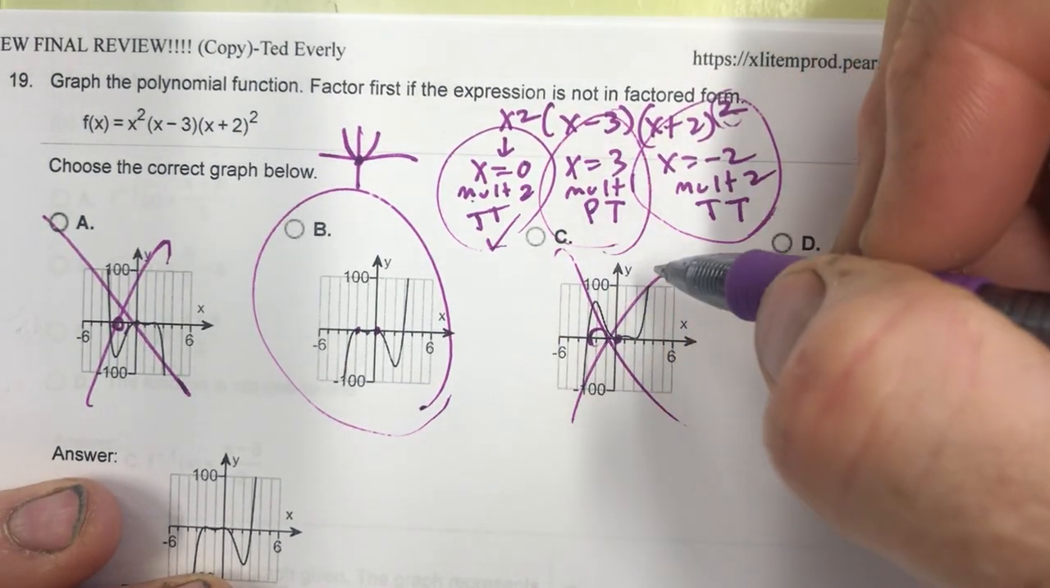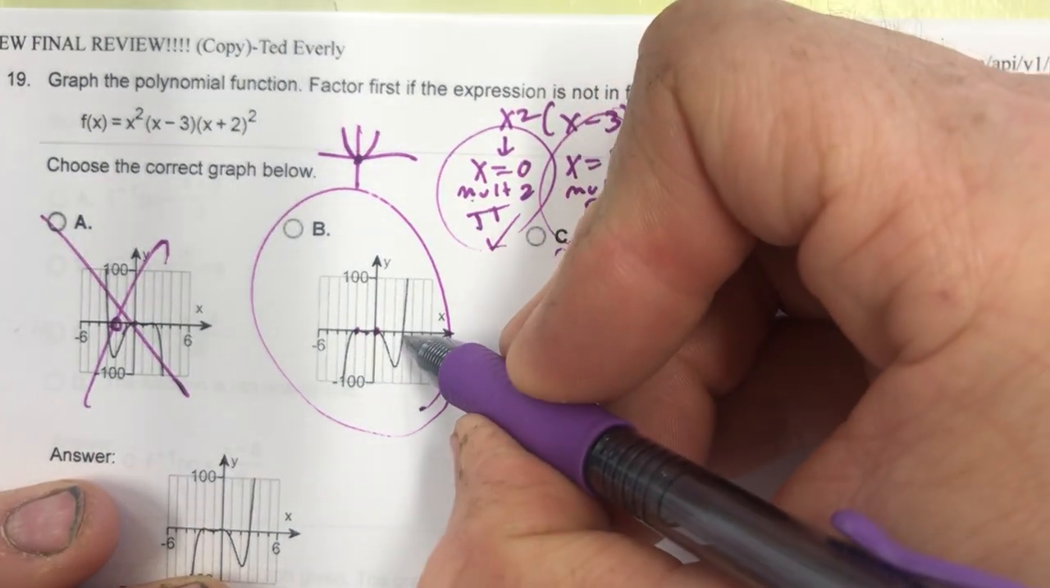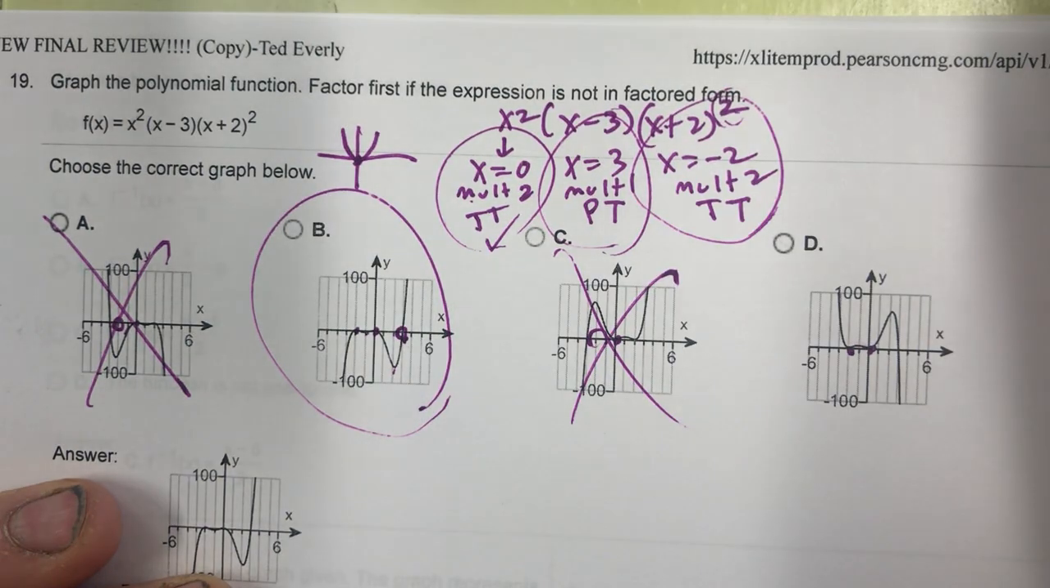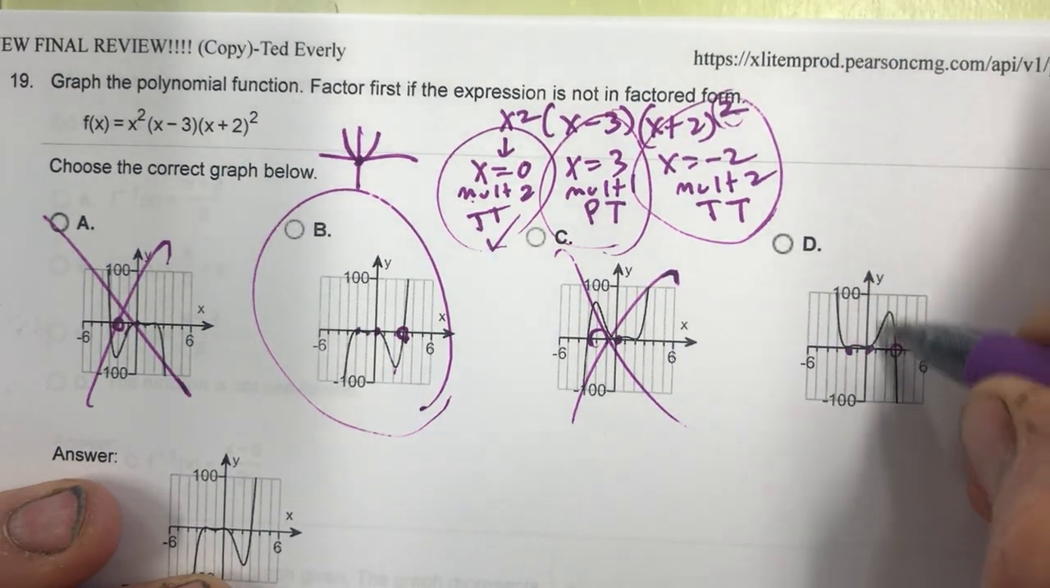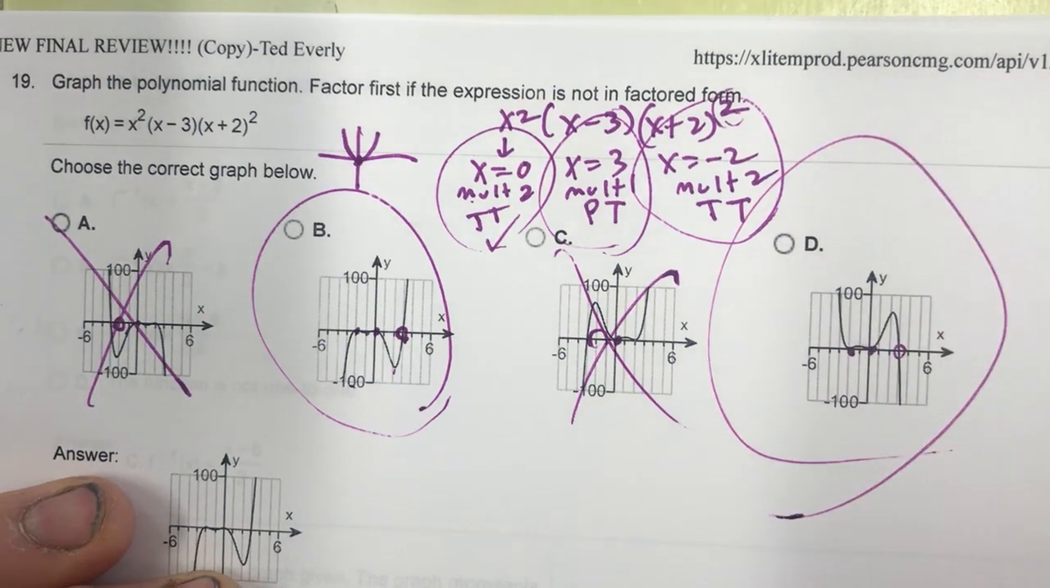And of course, at 3, it should pass through right here. See how this does? See how it just passes right on through? Same thing here at 3, it passes right on through. So it's clearly one of these two right here, B or D.